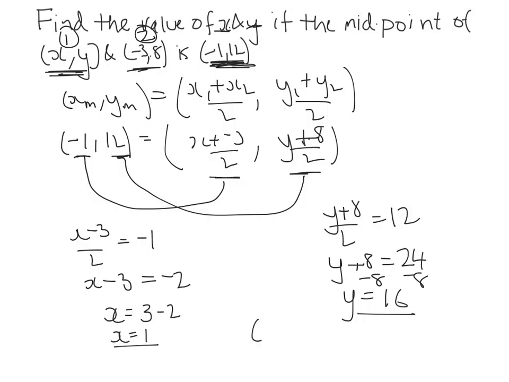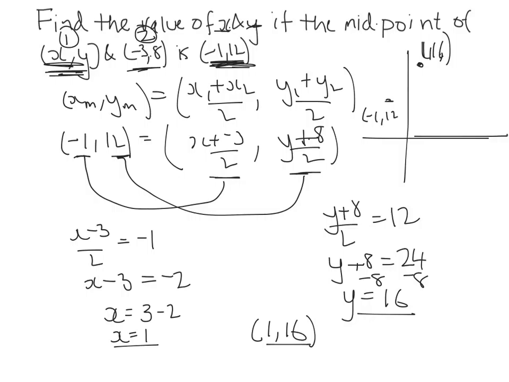So the point (1, 16) would be at one end, and if I try and draw it, now let's see, (1, 16) is somewhere up there, negative 1, 12 is about there, and right between them is, and over here is negative 3, 8. So that kind of makes sense. Halfway between negative 3, 8 and (1, 16) is our midpoint, negative 1, 12.